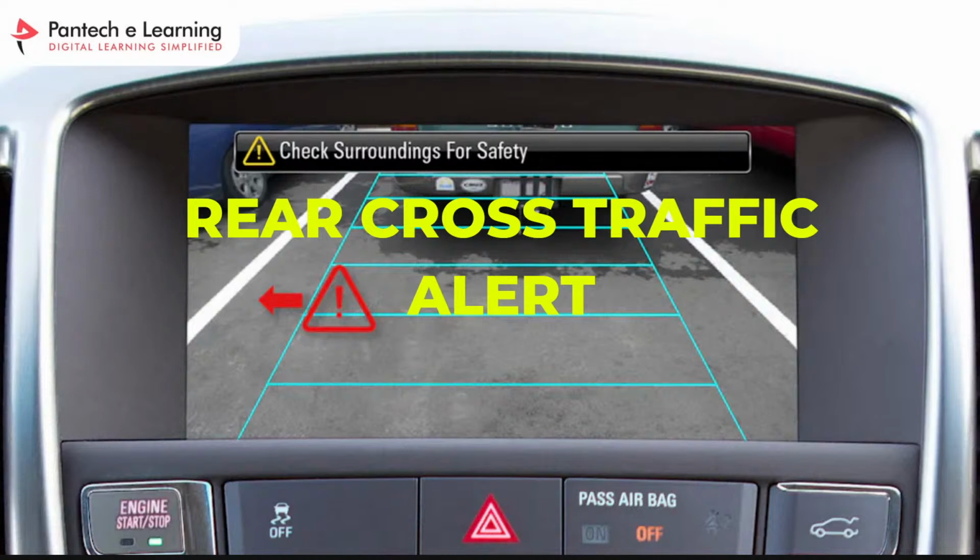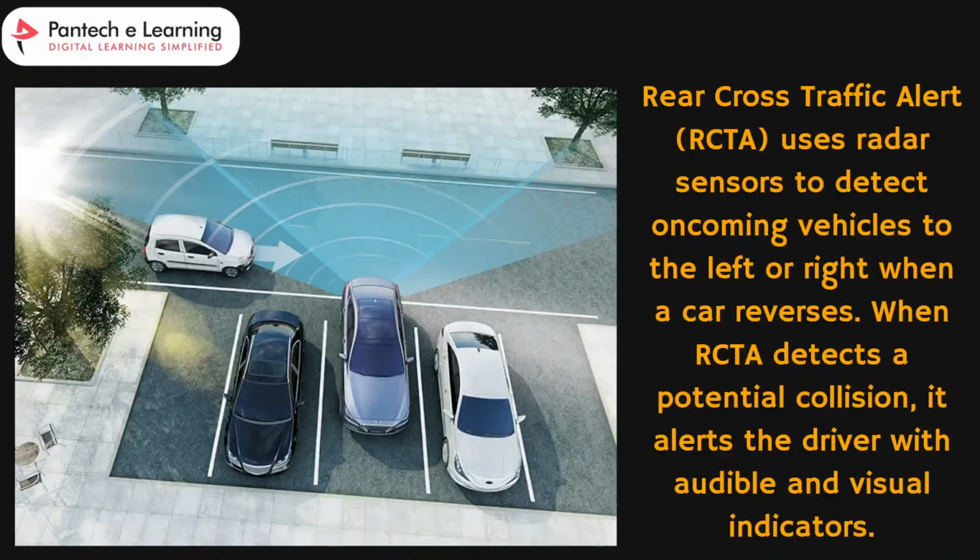Next one is the rear cross traffic alert. So what does it mean? What is the rear cross traffic alert? It's like a smart helper in your car that uses a radar sensor to watch for other cars coming from the sides when you are backing up. At that time we use this one. So how does it work?